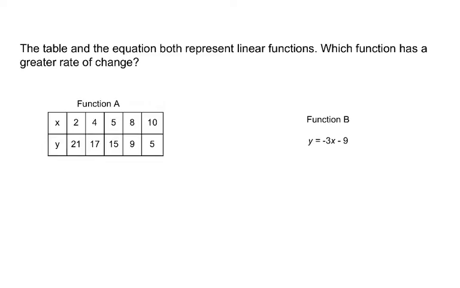So the only way to really do this is to jump right in and try it. I'm going to give you 3 examples today, and then you're going to use what you know about slope, y-intercept, and x-intercept to do the work that we're asking you to do. So the table and the equation both represent linear functions. Remember, a linear function is a straight line. Which function has a greater rate of change? When they say the words greater rate of change, they mean the same thing as slope. So we're going to find the slope of both function A and function B, and then we're going to compare them. Which one's larger? Which one's smaller?